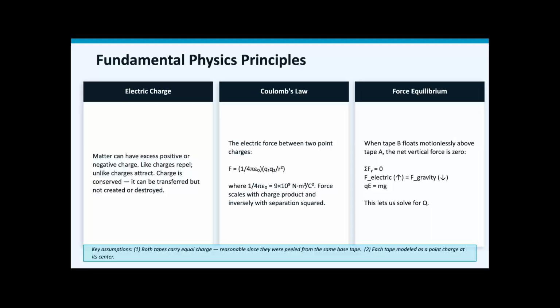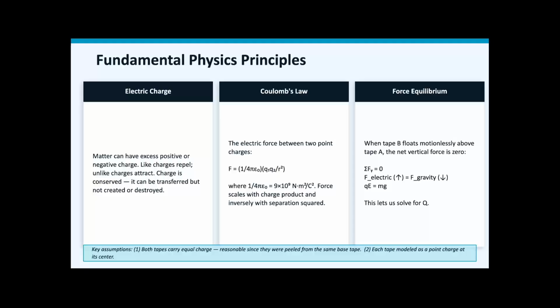There are three core physics ideas at play here. Electric charge. Matter can carry excess positive or negative charge. Like charges repel, opposite charges attract. Charge is conserved. It's transferred, not created. Second is Coulomb's law, which gives the electric force between two point charges. F equals 1 over 4 pi epsilon naught times Q1 times Q2 divided by R squared. The constant 1 over 4 pi epsilon naught equals 9 times 10 to the ninth in SI units.